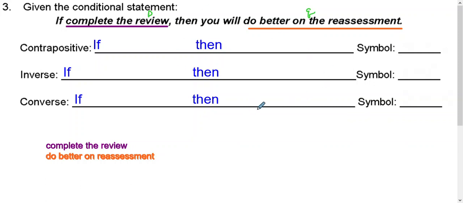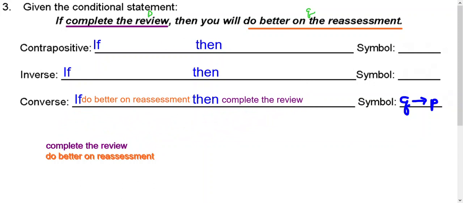I am going to actually start on the third one with the converse, and this is the one where we switch the order. So we would go with if Q, then P. Okay, so if we wanted to start with if Q, we would say if you do better on the assessment. That's your if Q, then you completed the review.